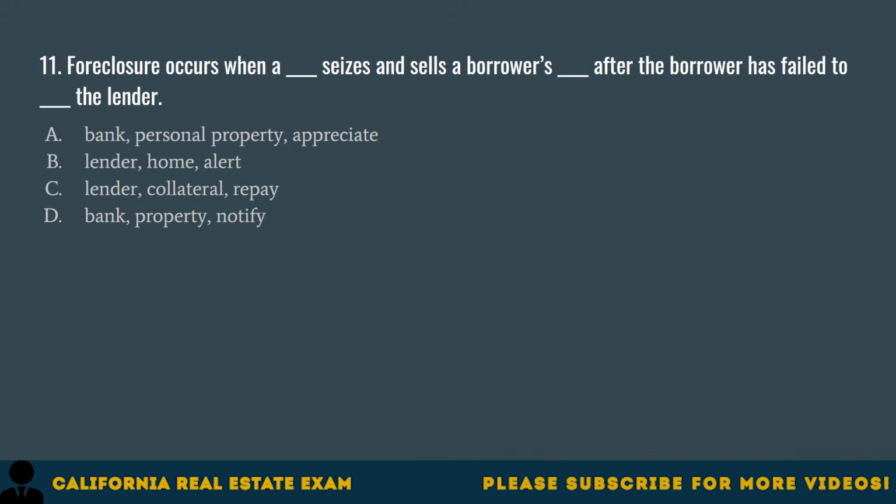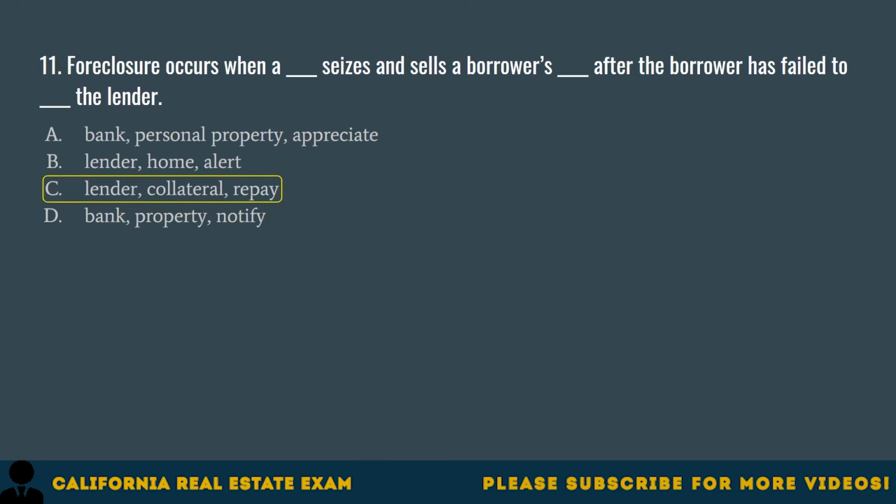Question 11. Foreclosure occurs when a blank seizes and sells a borrower's blank after the borrower has failed to blank the lender. A. Bank, personal property, appreciate. B. Lender, home, alert. C. Lender, collateral, repay. D. Bank, property, notify. The correct answer is C.